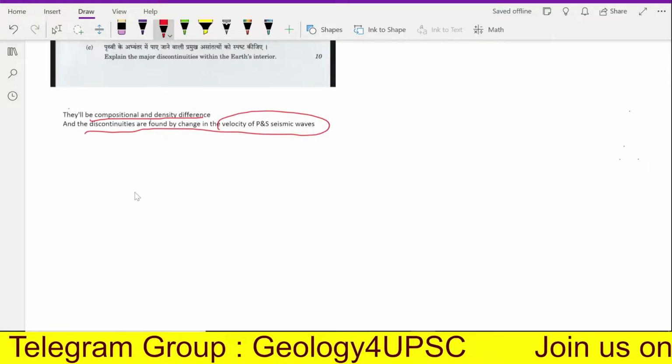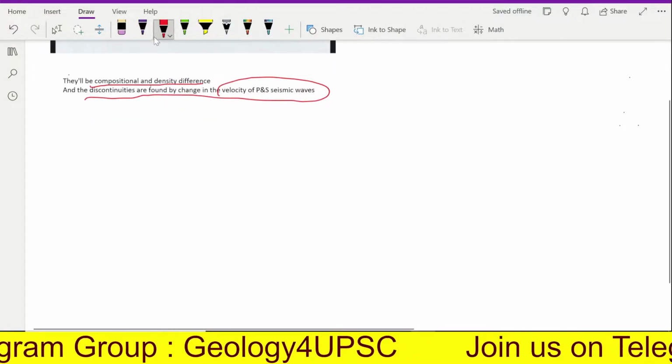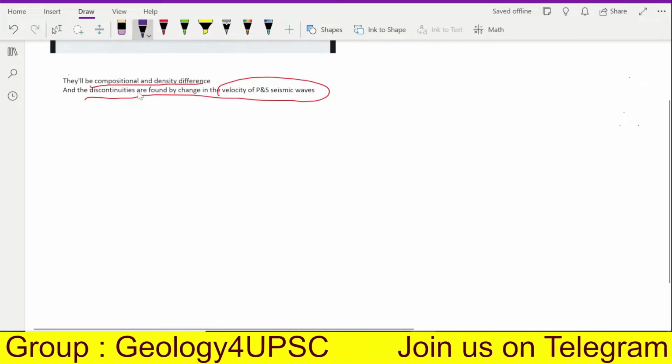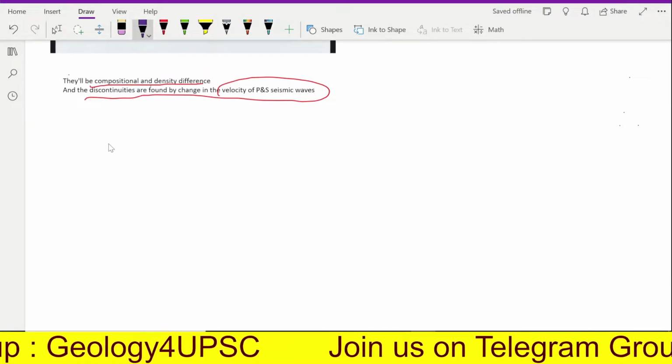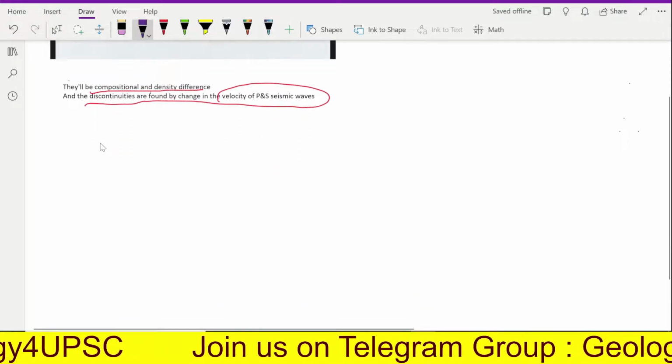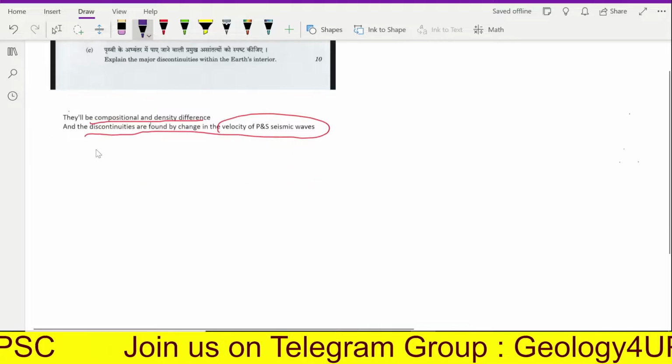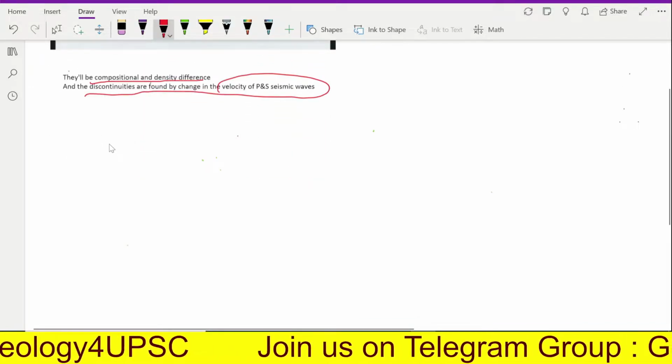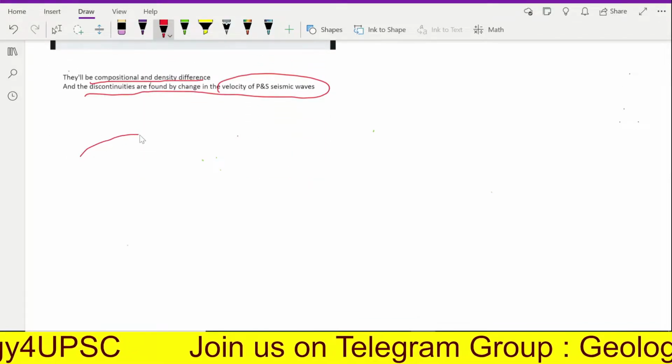Next, you will make a neat and clean diagram. For the diagram, you have to make two parts because the question asks to explain the major discontinuities. You have to explain them, not just name them. So make the structure of the earth. Just make a small semicircle like this.